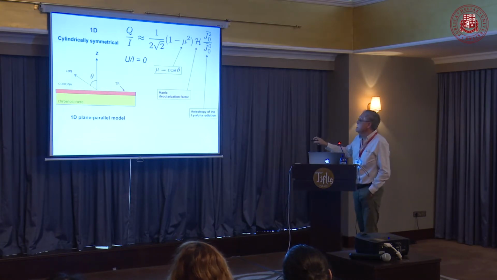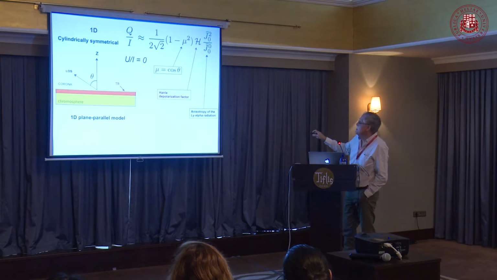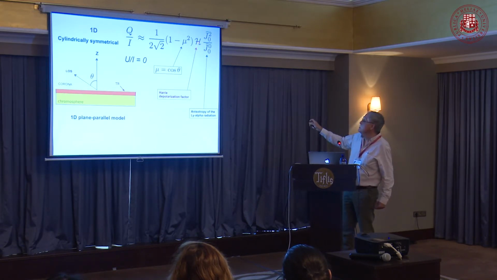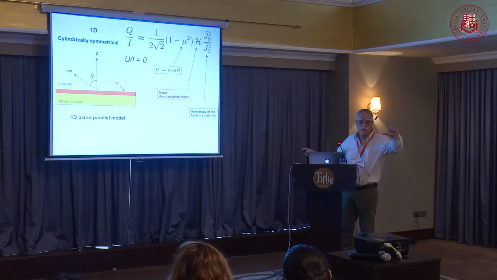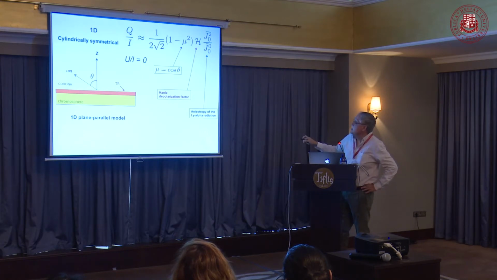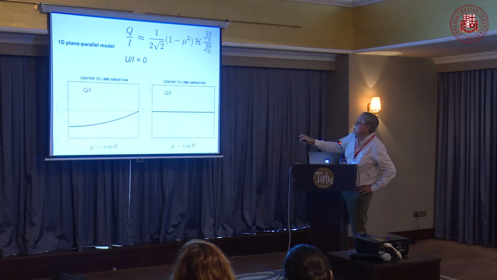This is basically the cosine of the heliocentric angle, and this h is basically the Hanle V polarization factor. If there is no magnetic field, h is equal to 1, and if there is a magnetic field, it is smaller than 1. So this formula applies if you have this situation of axially symmetrical illumination. However, and here you can see exactly what happens.